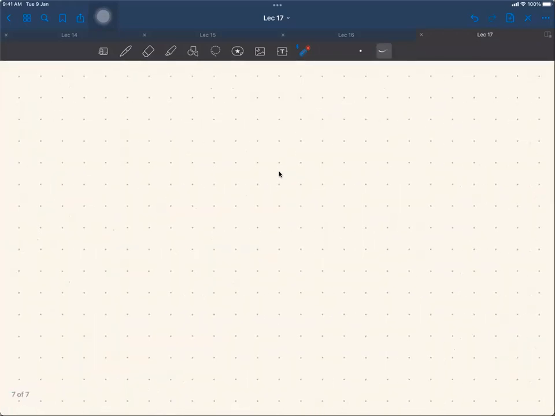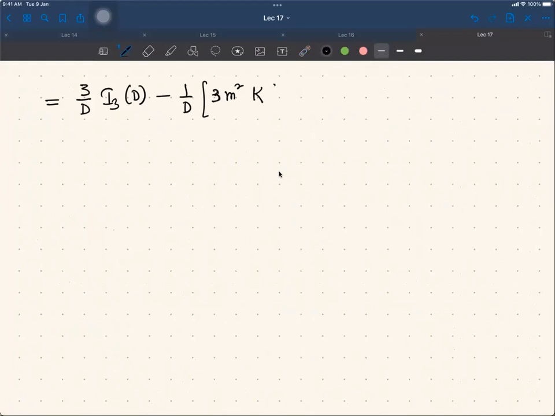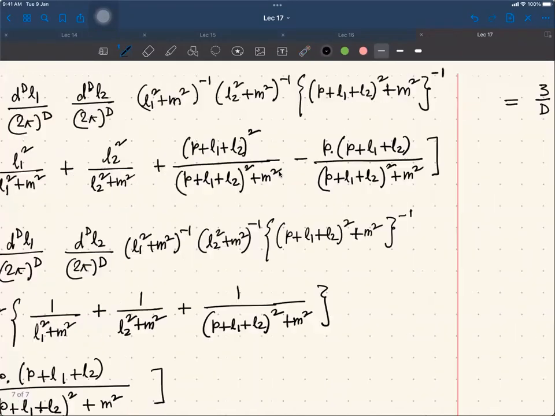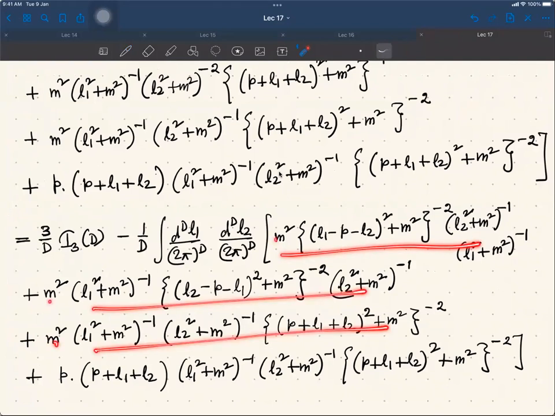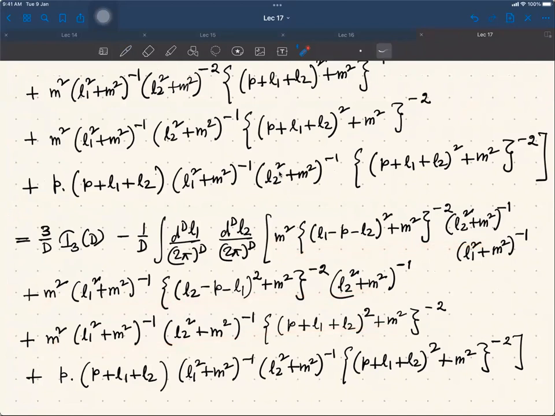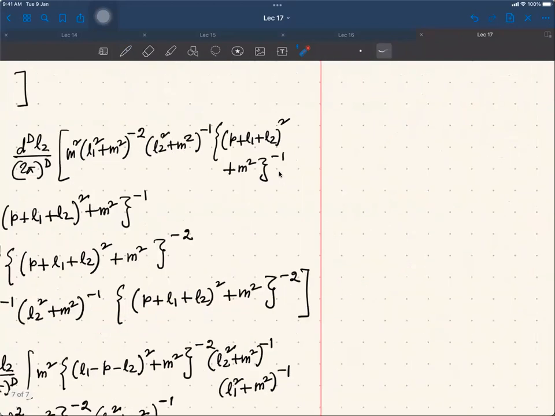So therefore we can write this result as, so here I'm going to write the form. It can be written as 3 by d I3 of d minus 1 over d, 3m square times K(p) plus p mu K mu of p, where this 3m square K(p) is basically, so m square is there, and 3 times, and the rest of the integral is K(p).